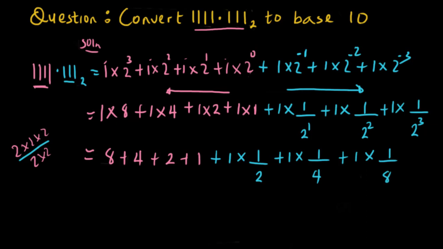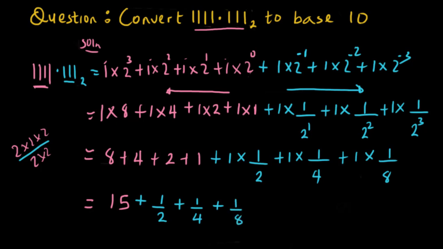The reason for this is when you move from one step to the other, you try as much as possible to eliminate errors. Does this make sense? So we have 8 plus 4, 12. 12 plus 2 is 14. 14 plus 1 is 15. Do you understand? So we have 15, and then we've got plus 1 times 1 all over 2 is 1 over 2, plus 1 times 1 all over 4 is 1 over 4, plus 1 times 1 over 8 is 1 over 8. Does this make sense?